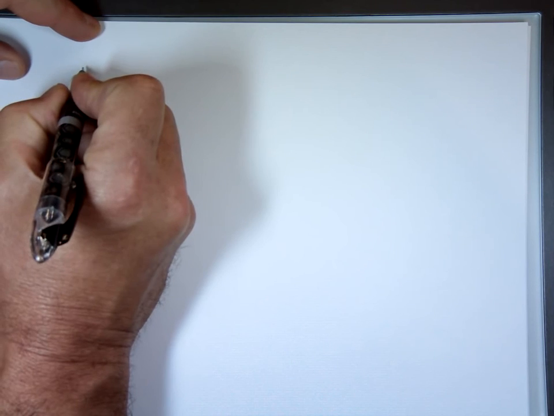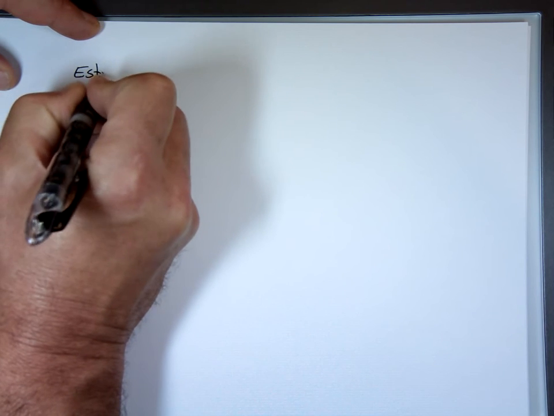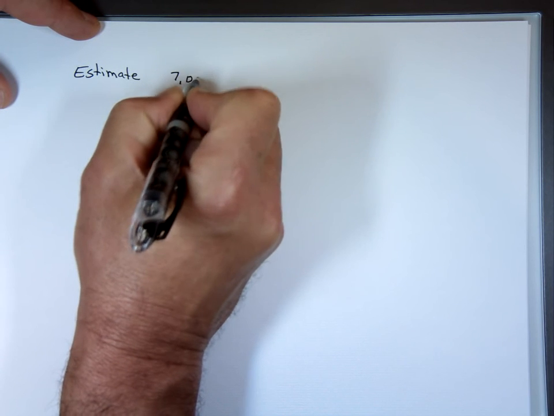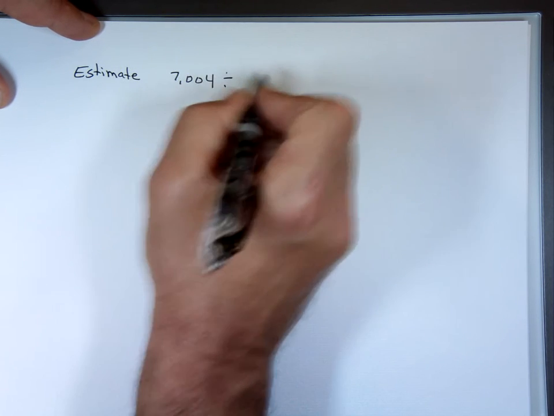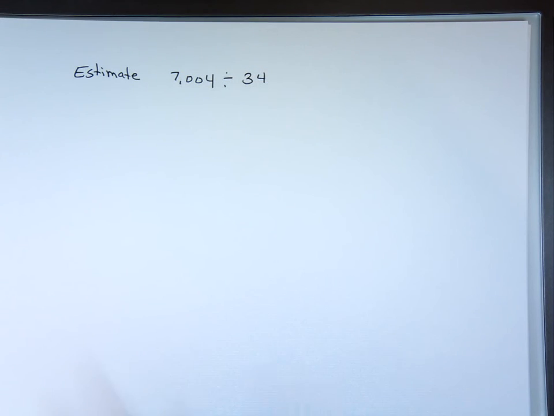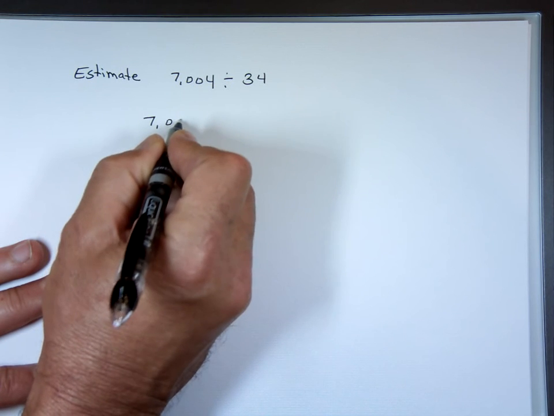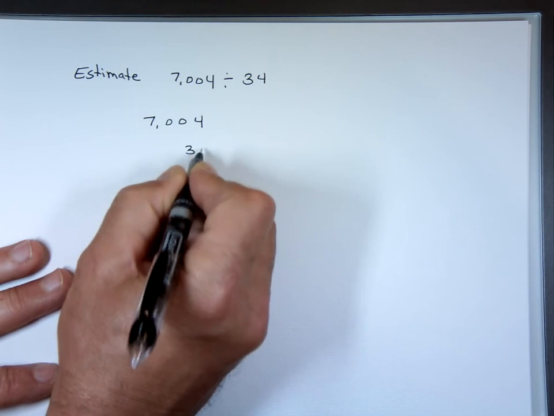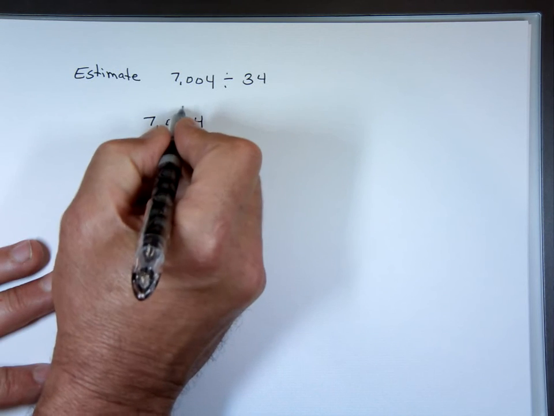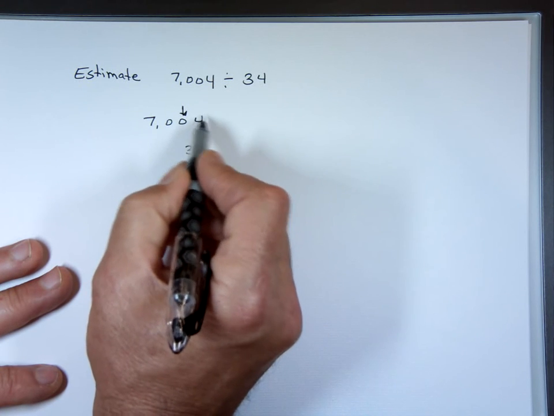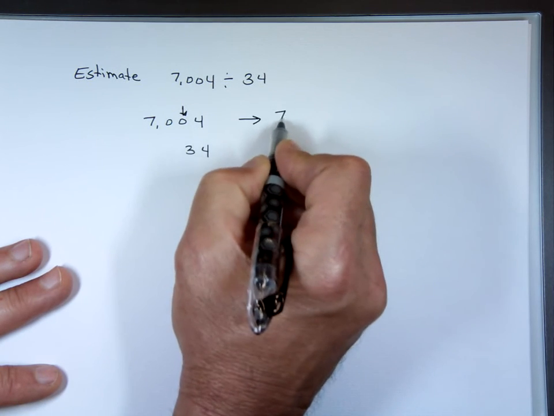The mistake most people make is they want to actually do the math. So notice if you have this one, if it says estimate, $7,004, and I want to divide that by 34. So I might decide to round the numbers to the nearest 10, just to make the math easy. Remember the rule of rounding. You look at the digit to the right. Is that digit 5 or more? Nope, so that becomes 7,000.